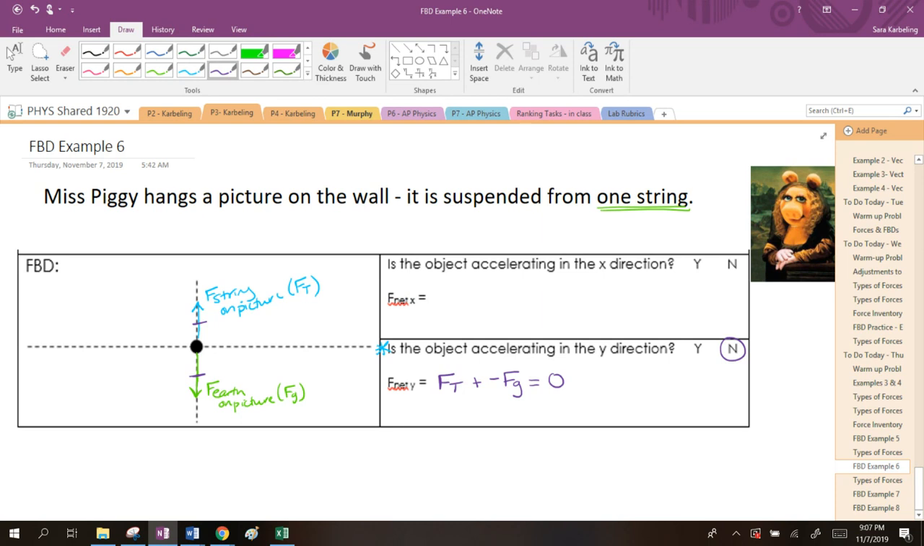There is another question. It says, is the object accelerating in the X direction? I'm going to guess, again, if you have it suspended, that no, indeed, there are no forces acting in the X direction. In this picture, in particular, no forces are acting in the X direction. So F net equals 0. That one is done. There you go.